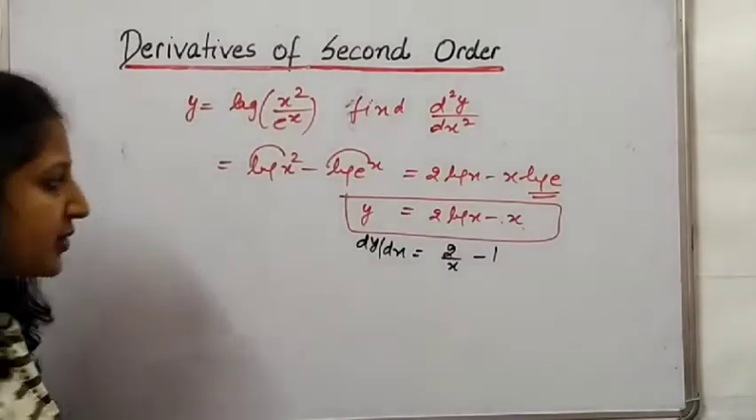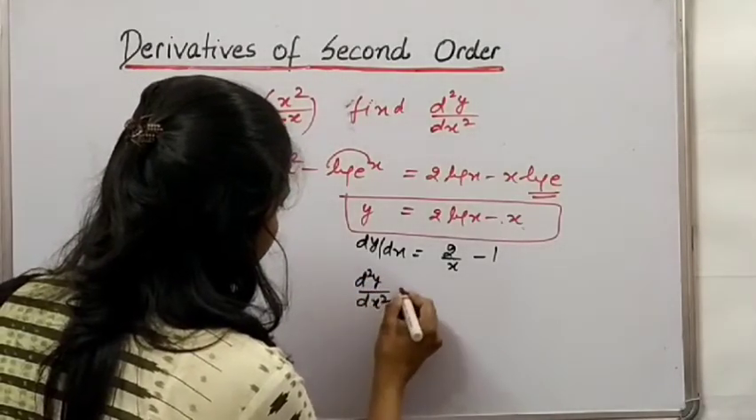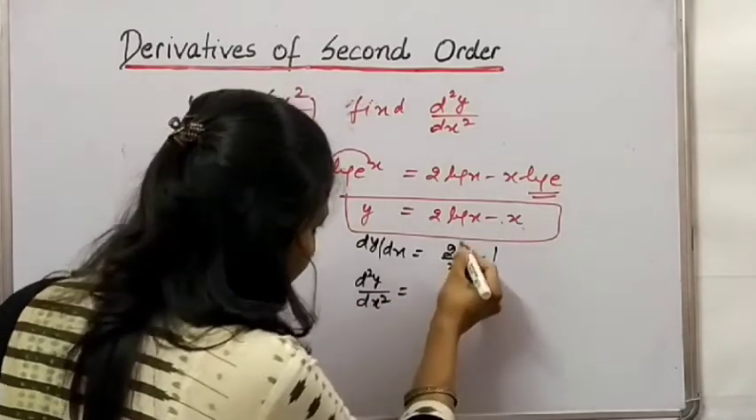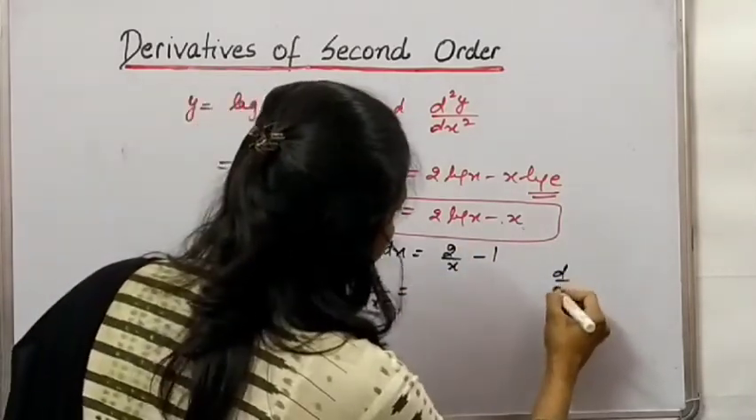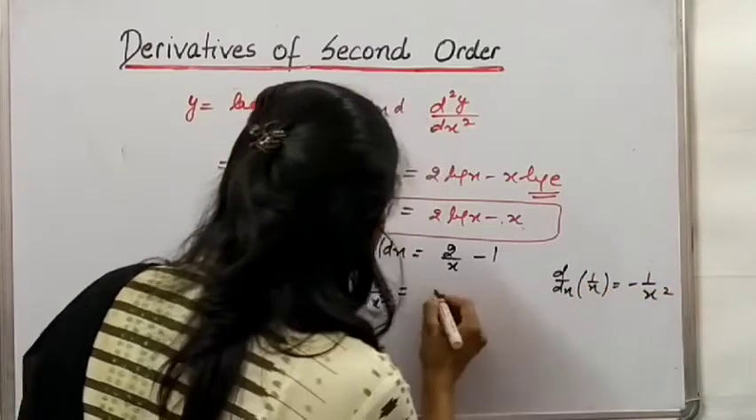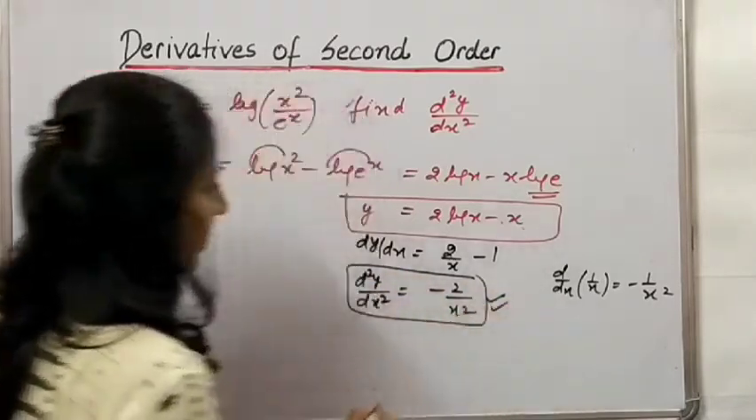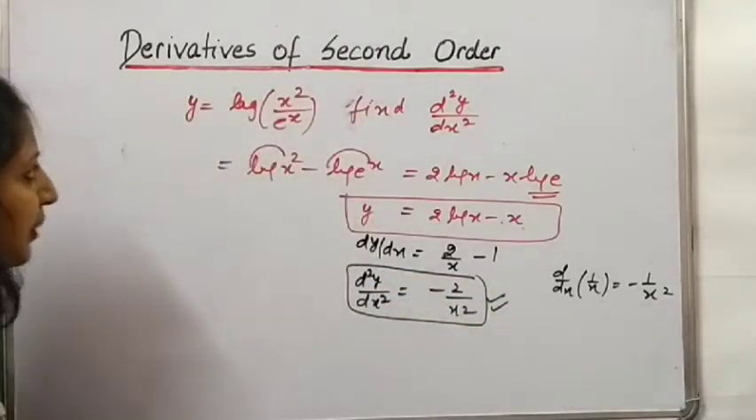Now once again differentiate it with respect to x in order to find the second order derivative. So d2y upon dx square is equal to the derivative of 1 by x, and we know the derivative of 1 by x is equal to minus 1 upon x square, so it will be minus 2 upon x square. So students, it's very simple.